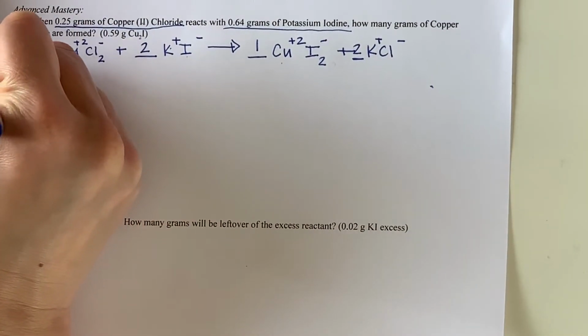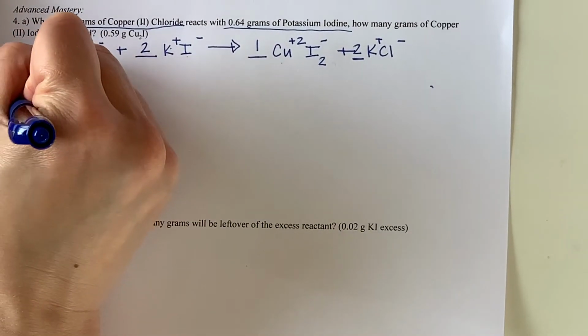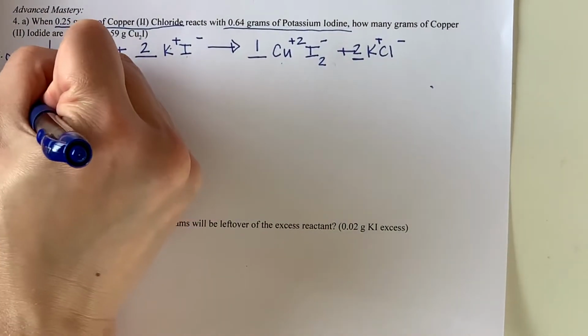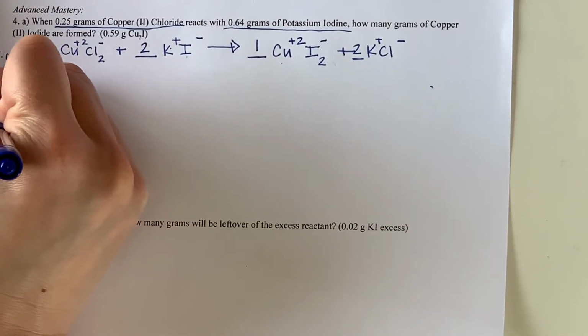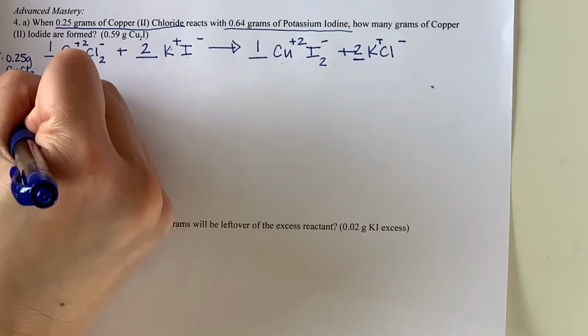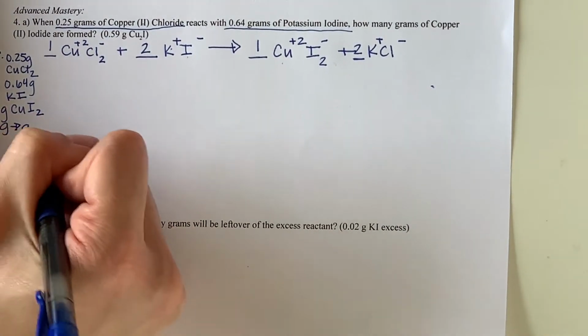So I want grams of CuI2. That means my type of problem here is a gram to gram. We might also call that a mass to mass.